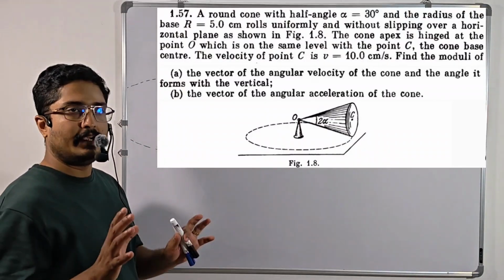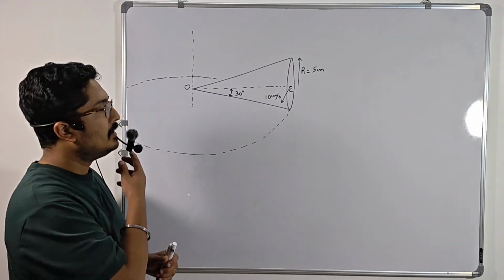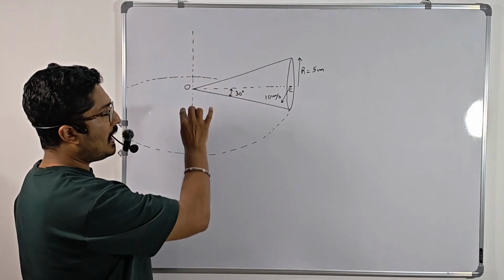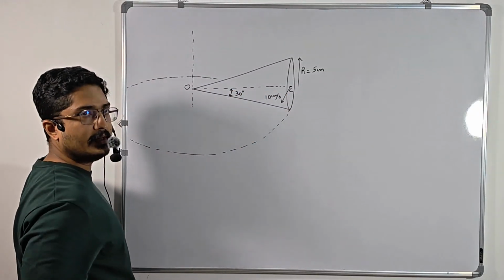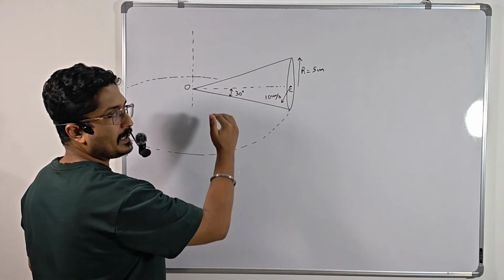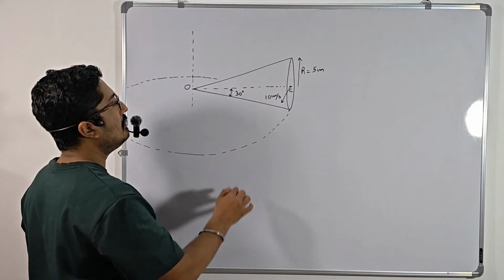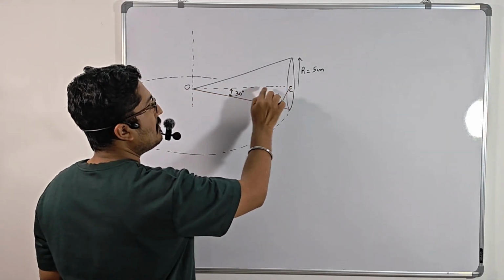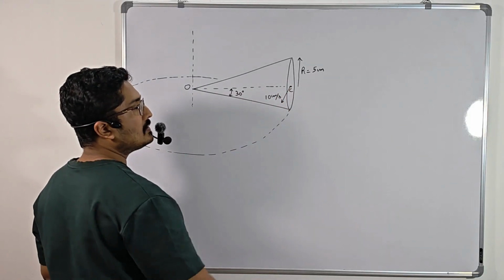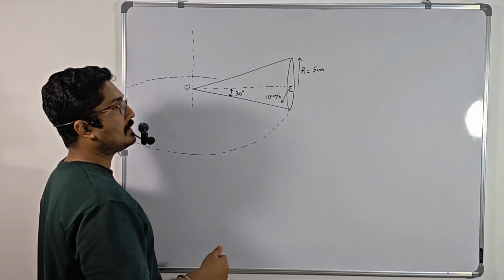So, based on the given data, I have drawn this diagram. You can see it shows that the half angle that the cone has is 30 degrees, and this OC line, they are saying O and C are at the same height. Okay, they're at the same level. So can I say that the OC line represents a horizontal line, right? And the point C is having a speed of 10 centimeter per second.